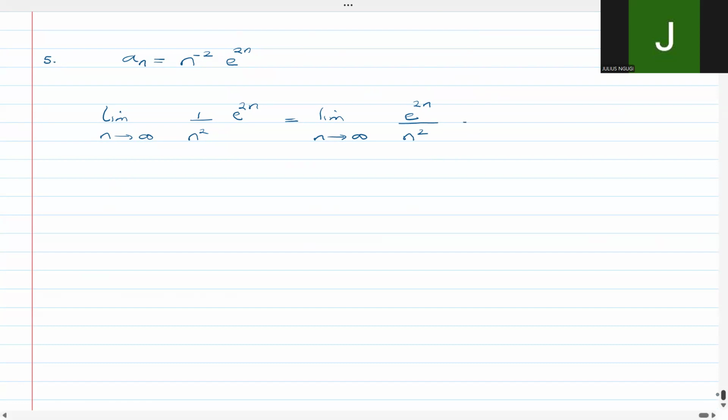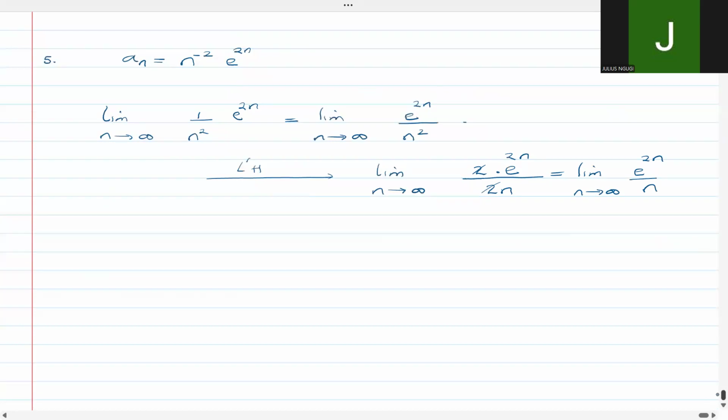We have to use L'Hopital's rule. That will give us the limit as n approaches infinity. The derivative of e to the power 2n is e to the power 2n, multiplied by the derivative of the power, which is 2n, so the derivative is 2. Then for the denominator, the derivative of n squared is 2n. Simplifying, we can cancel the 2's, and this results in the limit as n approaches infinity of e to the power 2n divided by n.